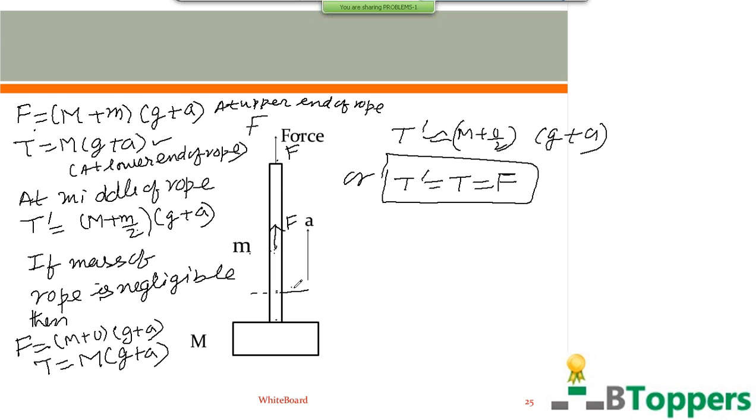The conclusion is that if the mass of the rope is negligible compared to the mass of the block, then the magnitude of the tensional force will be the same at all cross sections of the rope. So in general, if a block is suspended by a string, and it is said that the mass of the string is negligible compared to the mass of the block, then the magnitude of the tensional force will be the same at all cross sections of the string. I will continue my discussion in my next class.